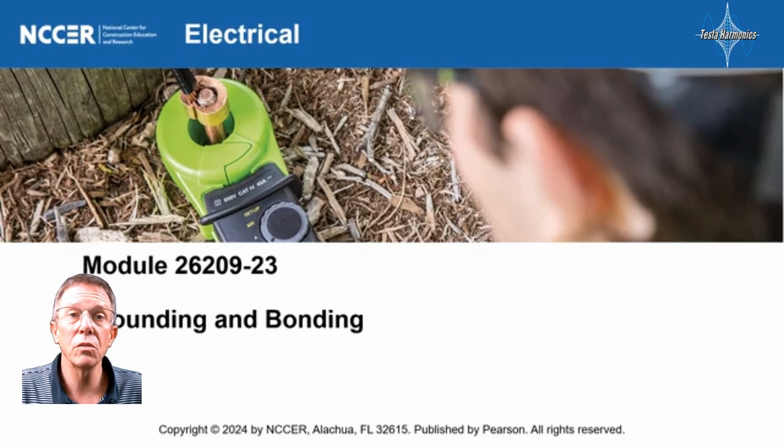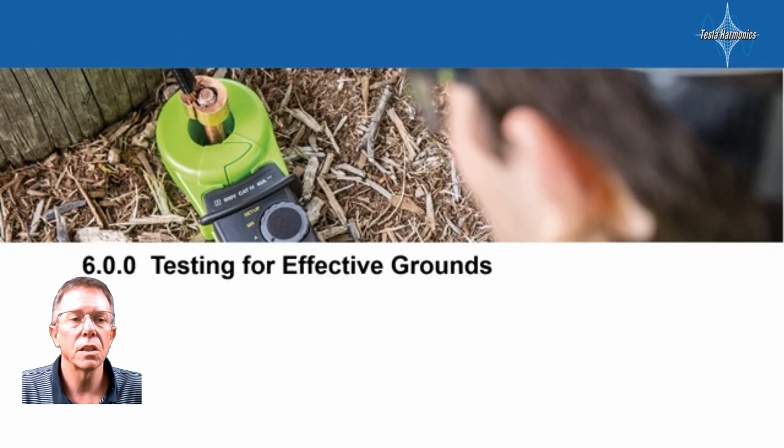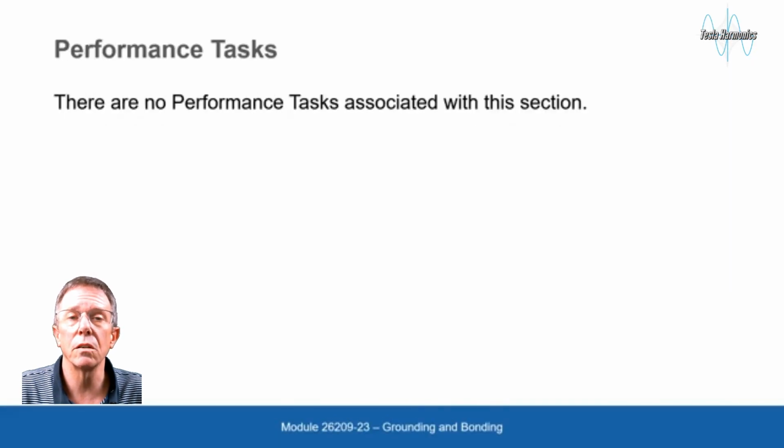Okay, everyone, let's continue looking at Module 26209-23, Grounding and Bonding, in the NCCER 11th edition. This will be Section 6.00, Testing for Effective Grounds.